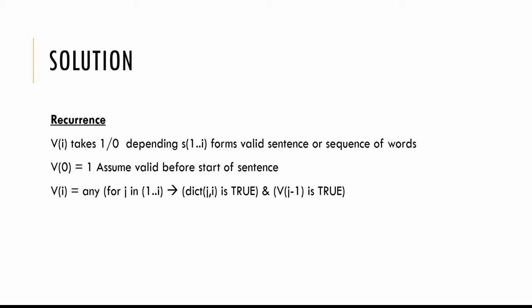As long as there is a valid word such that just before this word there was a valid sentence, so a combination of the previous sentence plus this word, as long as both these conditions are true, right? This word has to be a valid word in the dictionary, and the sentence just before this word has to be also valid. As long as both these conditions are true, we have a true at the ith position.